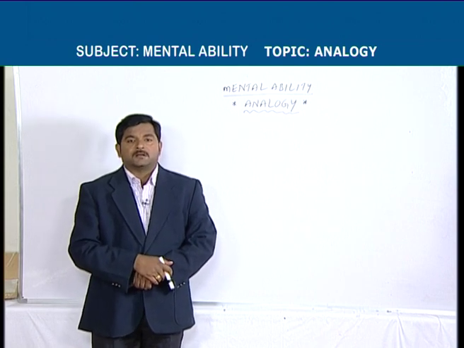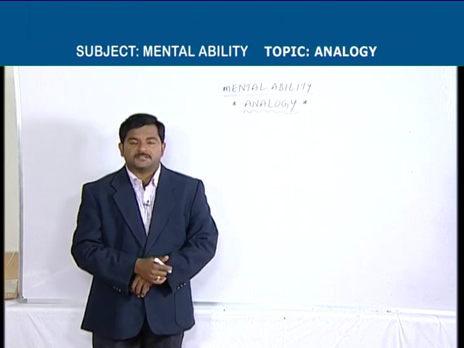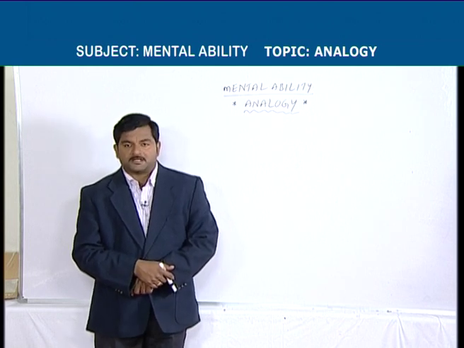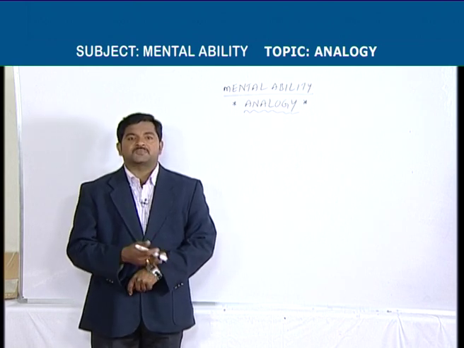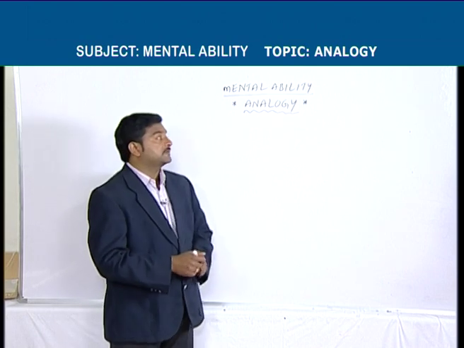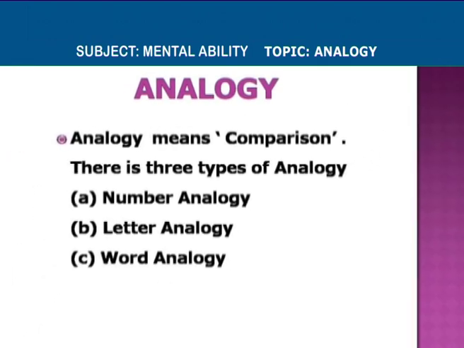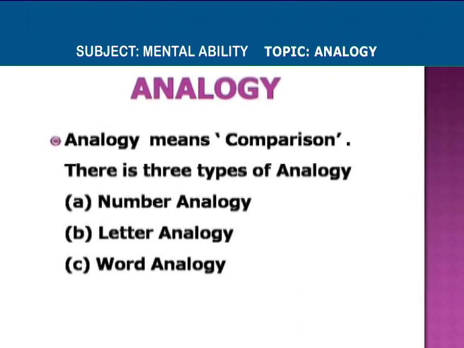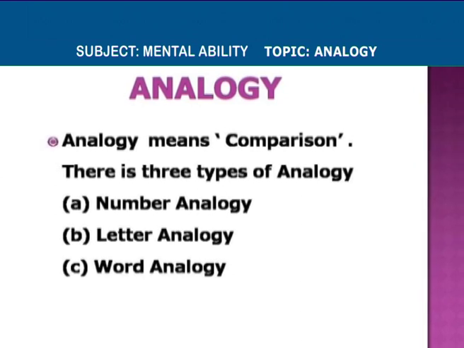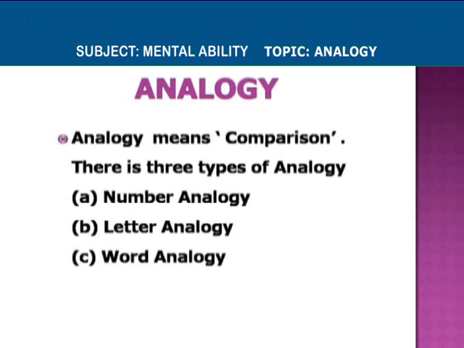సో దీంట్లో అనాలజీ ఈజ్ యాక్చువల్లీ త్రీ టైప్స్. వన్ ఈజ్ నెంబర్ అనాలజీ, సెకండ్ వన్ ఈజ్ లెటర్ అనాలజీ, and third one is word analogy. Now about these three types of analogy we will discuss with examples in detail. Okay, so once again, analogy, it is three types. Type 1 is number analogy, and type 2 is letter analogy, and type 3 is word analogy.